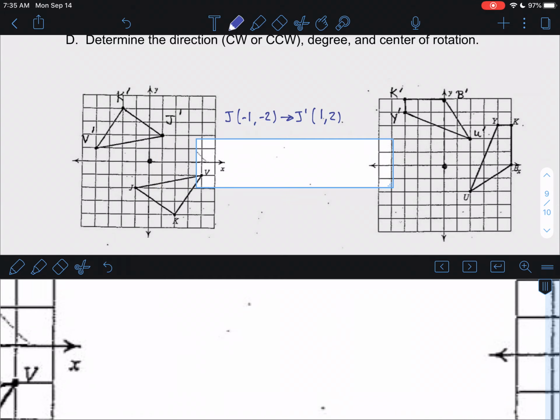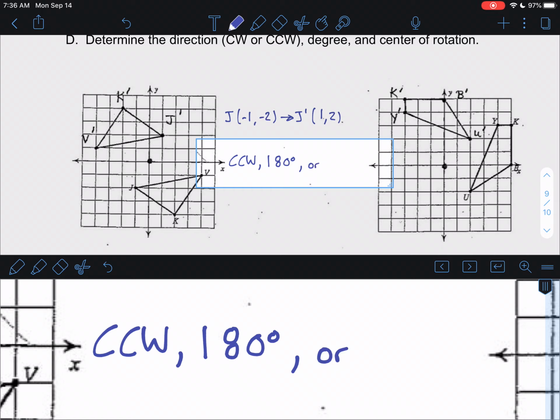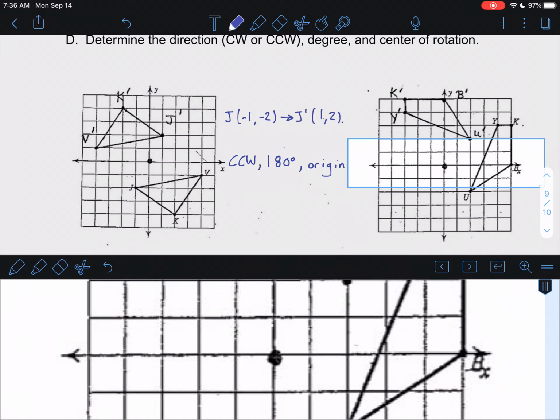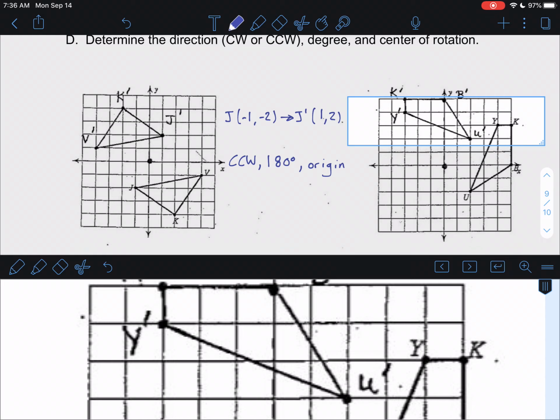Okay, so determine the direction. Well, 180 degrees is one of those ones that it doesn't matter what direction you go. So we'll just say counterclockwise because it's almost always counterclockwise. Degree, well, we just said that was 180. And center of rotation is the origin. Okay.